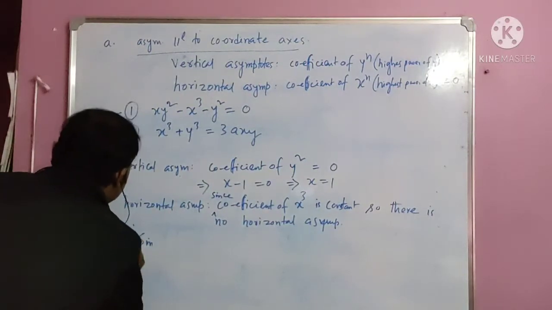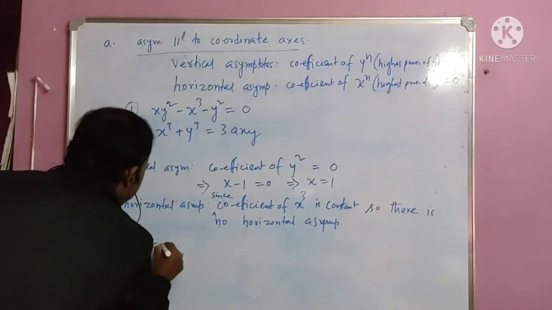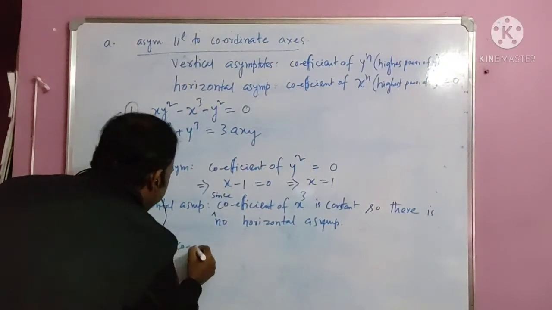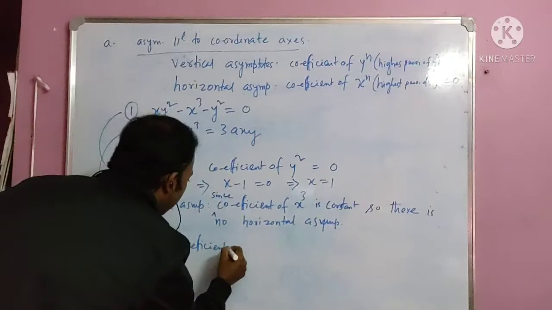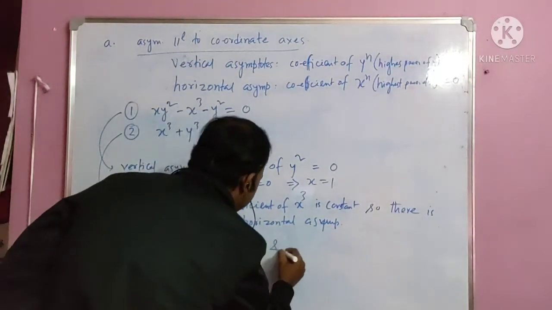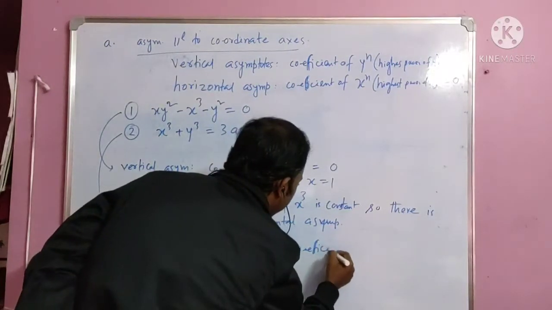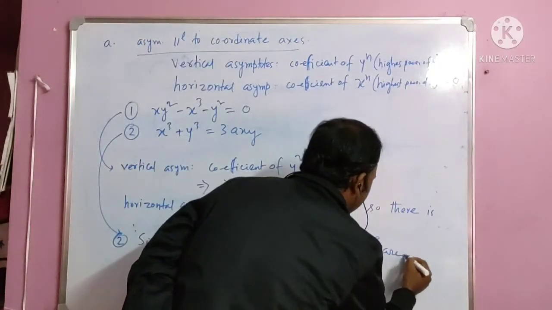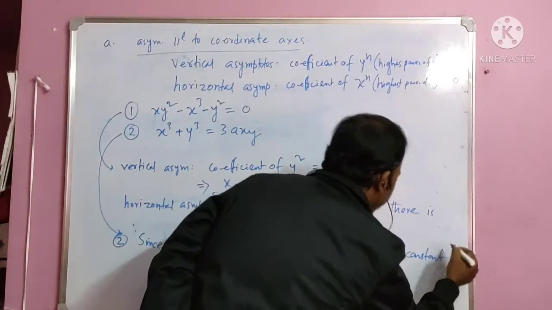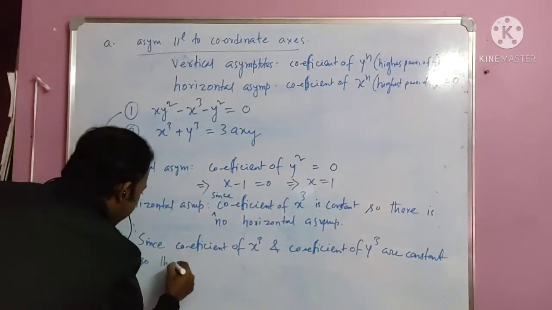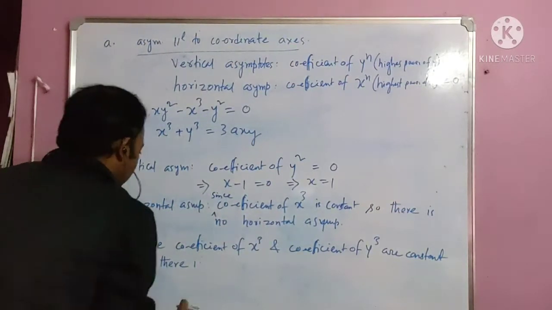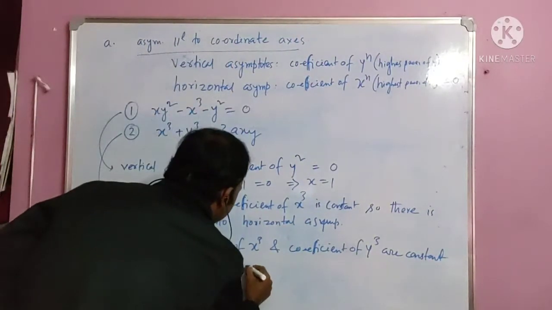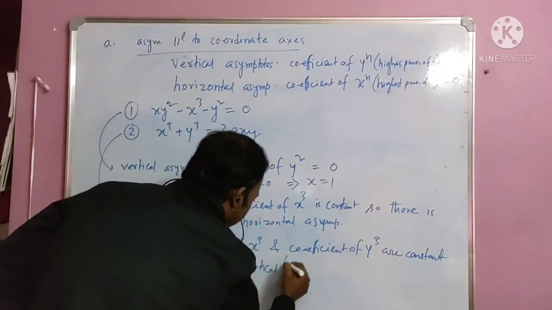We shall write here for 2 portions, since the coefficient of x cube and the coefficient of y cube are constant, so there is no vertical or horizontal asymptotes.